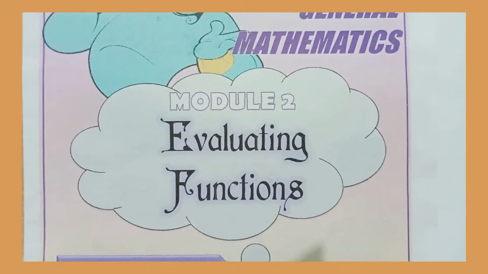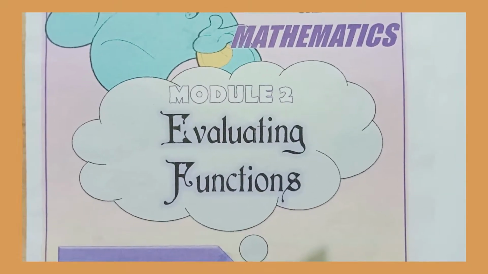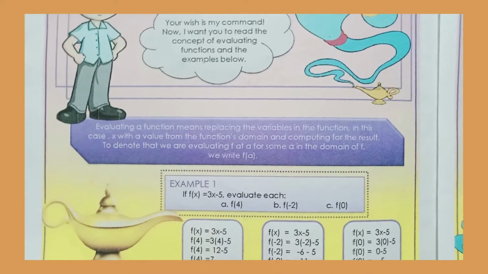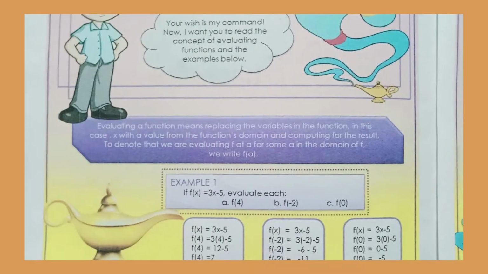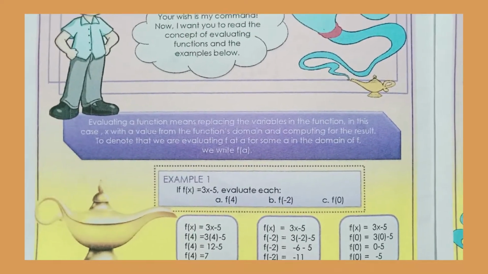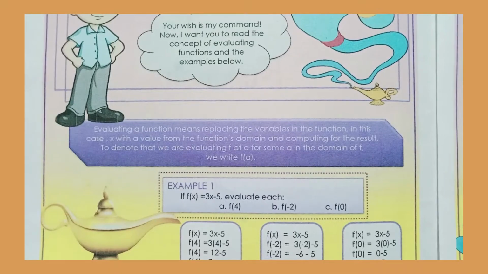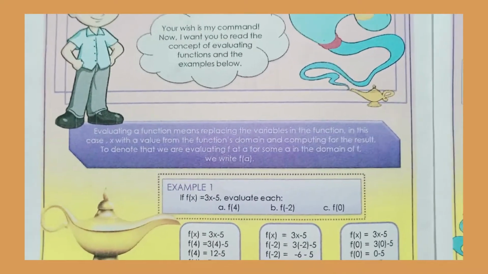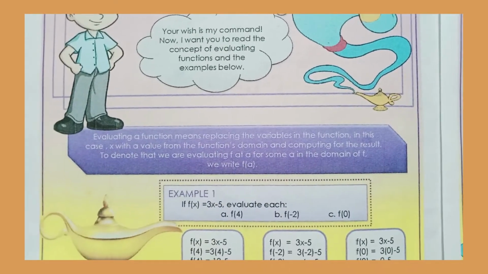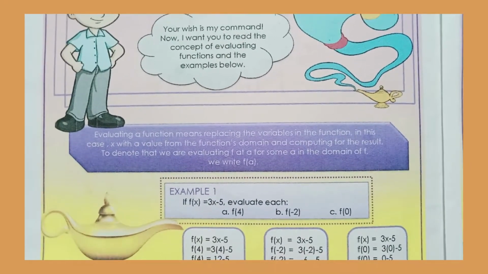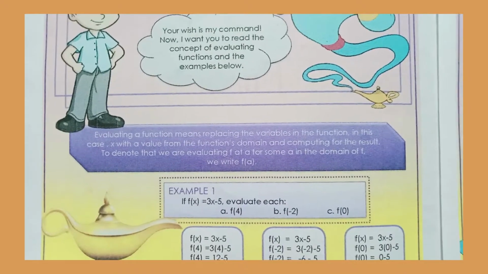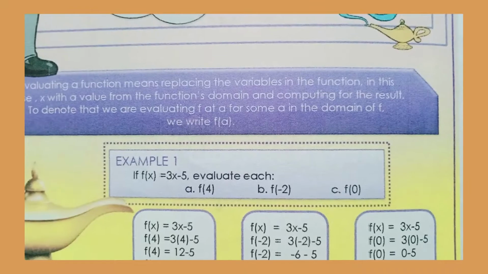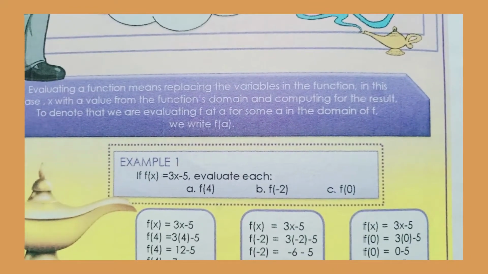Hello. For Module 2, we're going to have our discussion regarding evaluating functions. Evaluating a function means replacing the variables in the function, in this case x, with a value from the function's domain and computing for the result. To denote that we are evaluating f at a for some a in the domain of f, we write f of a. So example number 1, we have f of x is equal to 3x minus 5.